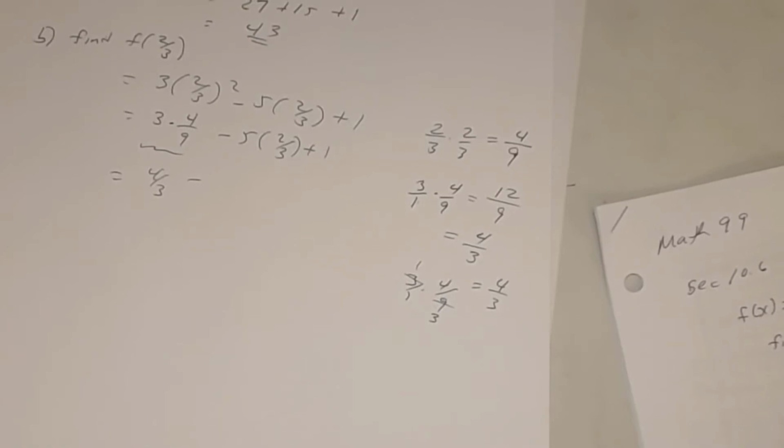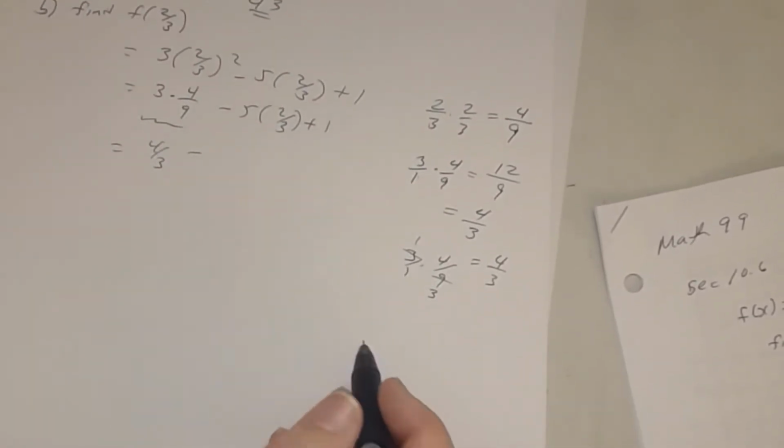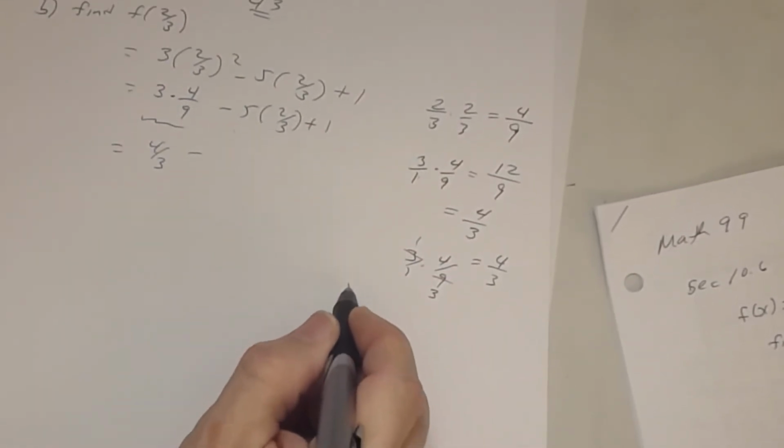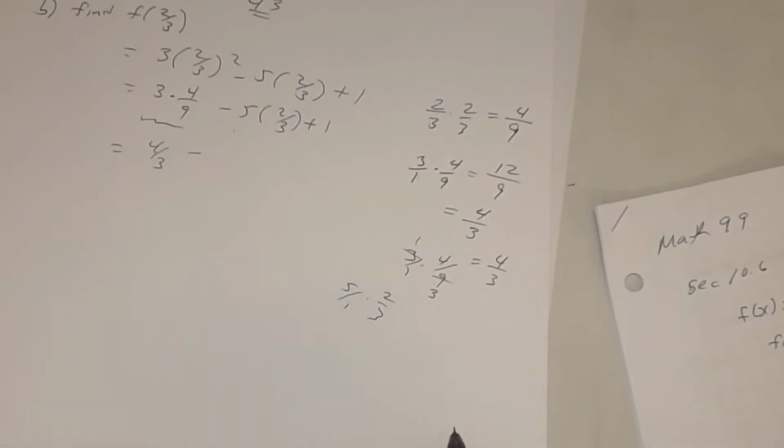Negative what? Yeah, it's 10/3, dude. Okay, look, it's just like this one. 5 over 1 times 2/3. So it helps sometimes to put that over 1.